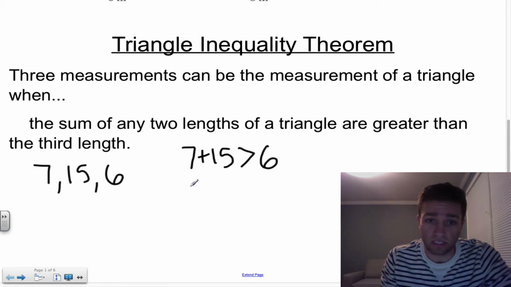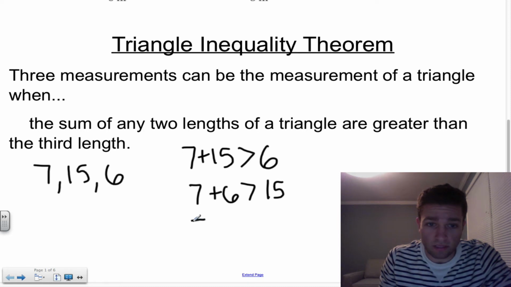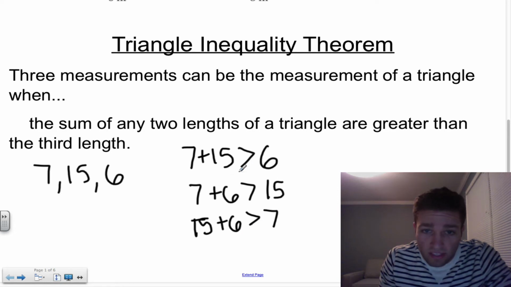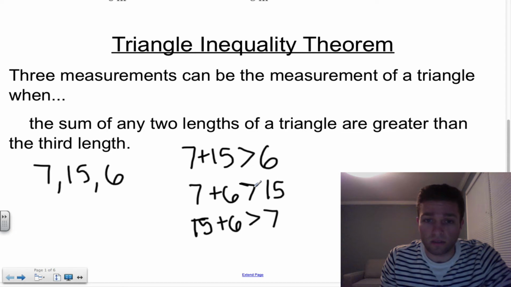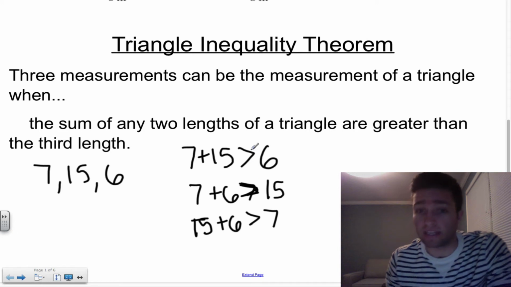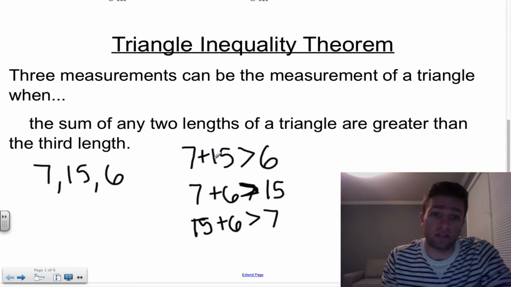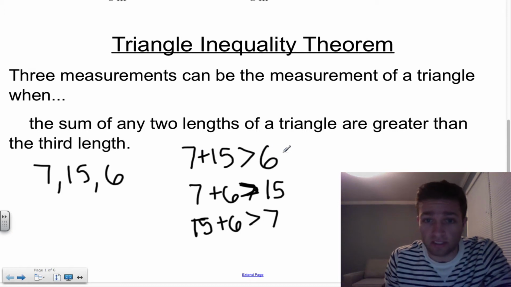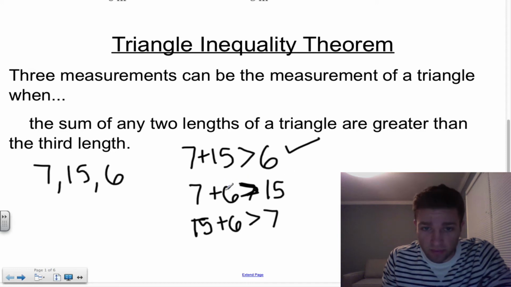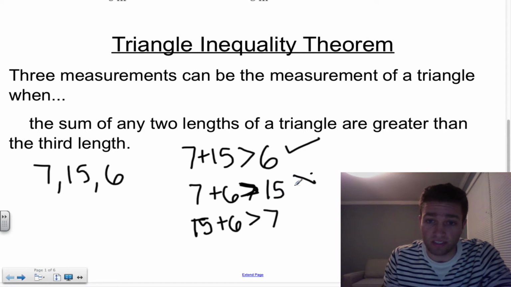So 7 plus 15, 7 plus 6 needs to be greater than 15, and 15 plus 6 needs to be greater than 7. If these three statements are true, then this is a triangle. Not a right triangle, it's just a triangle. 7 plus 15 is 22, and 22 is greater than 6, so this one checks out. 7 plus 6 is 13. 13 is not greater than 15. This one does not check out.